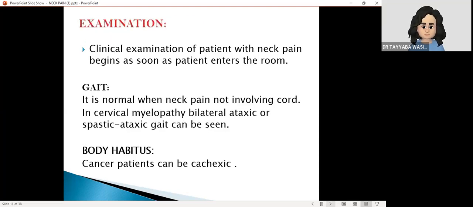Then the important aspect with reference to the neck pain is the examination. As we all know, being a physician, the examination of a patient starts as soon as the patient enters the examination room. We have to observe the gait of the patient, the body habitus of the patient, and various other clinical features as well. In the gait of the patient with reference to neck pain and the cervical spinal cord, we have to observe whether the gait is spastic or ataxic. If the gait is spastic or ataxic, or a combination of both, a spastic ataxic gait, cervical myelopathy can be suspected in that patient. If the body habitus of the patient is cachectic, then we can suspect cancer.